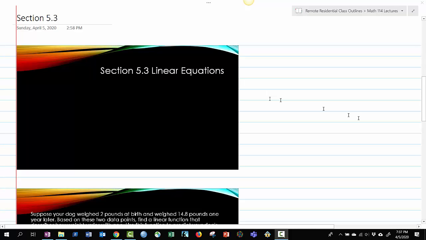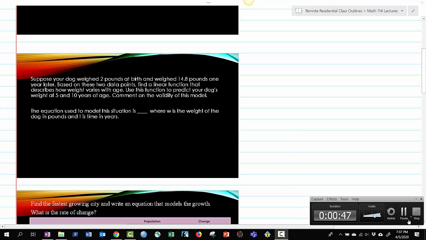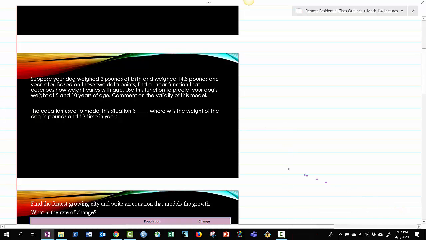All right, so let's look at this first question here. Suppose your dog weighed 2 pounds at birth, and it weighed 14.8 pounds 1 year later. Based on these two data points, find a linear function that describes how weight varies with age. Use this function to predict your dog's weight at 5 and 10 years of age, then comment on the validity of the model.